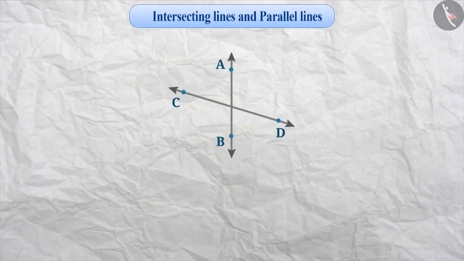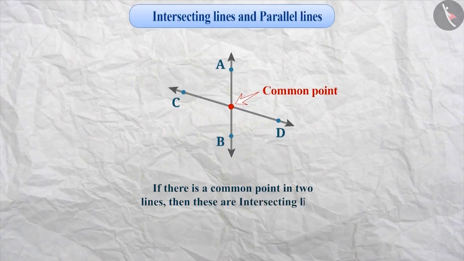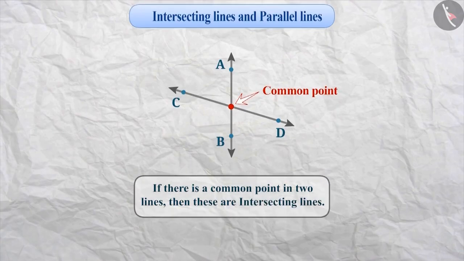Now look at this pair of intersecting lines. In this, both the lines are intersecting at this point. Can you tell on which line is this point? Think for a while. Absolutely correct. This point is on both the lines, which means this point is the common point of both the lines. On this basis, we can say that if two lines meet at a point, or if there is a common point in two lines, then these are intersecting lines. The point on which intersecting lines intersect is known as the point of intersection. Or we can also say that the common point of intersecting lines is called the point of intersection.